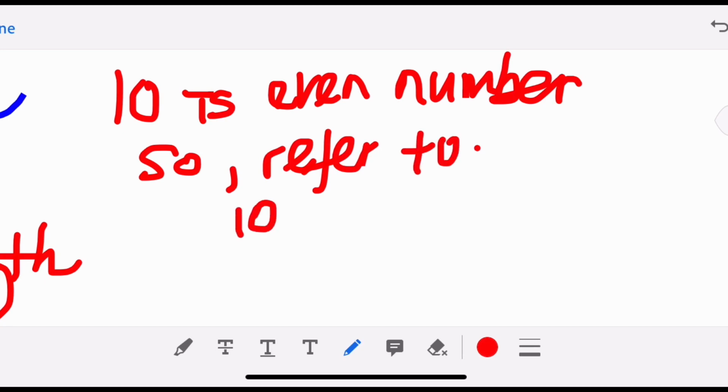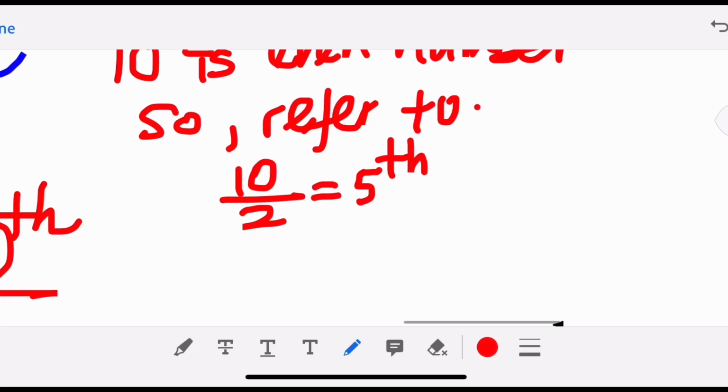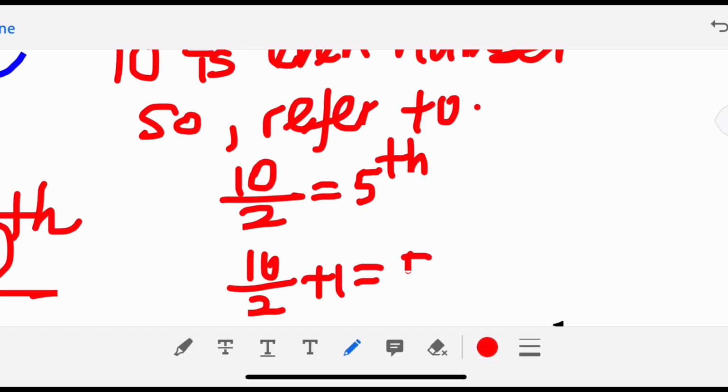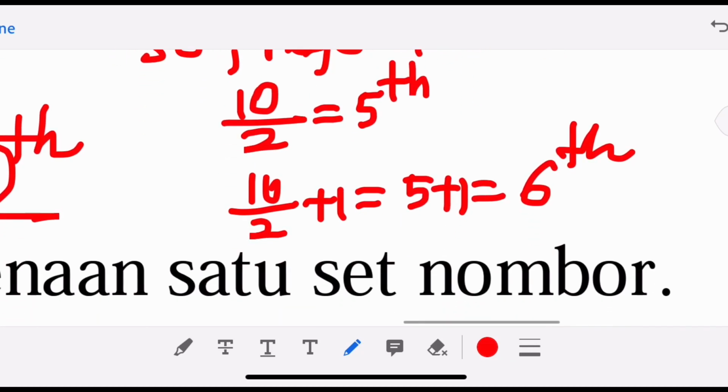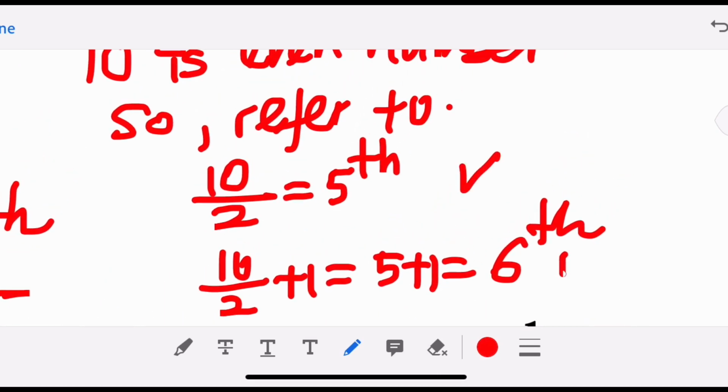In the example we discussed, the number of data is 10, and 10 is an even number. So I take 10 divided by 2, which is the fifth term, and I go to the table and refer to the fifth term, and 5 plus 1 is the sixth term.